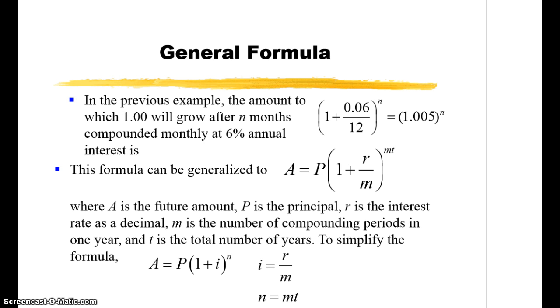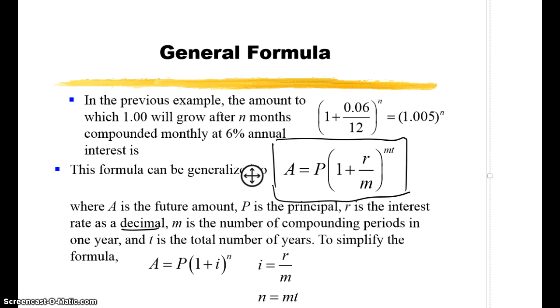Well, in that previous example, the amount to which $1 will grow after n months, compounded monthly at 6% annual interest, was given really by this formula, 1 plus 0.06 over 12 to the n power. Okay, well, they gave us 1.005 to the n power, right, which we plugged in 12 to find the answer for. But this formula can be generalized to the following formula. A equals the principal P times the quantity 1 plus R over M raised to the power of MT. So A here is the future amount, P is once again the principal, R is the interest rate as a decimal, always, remember this.